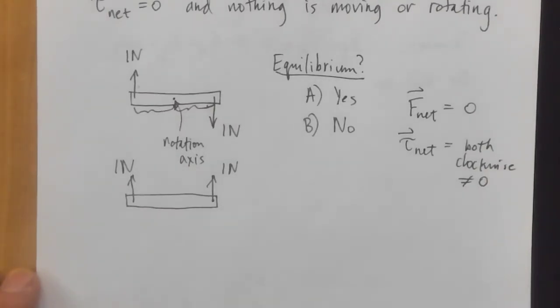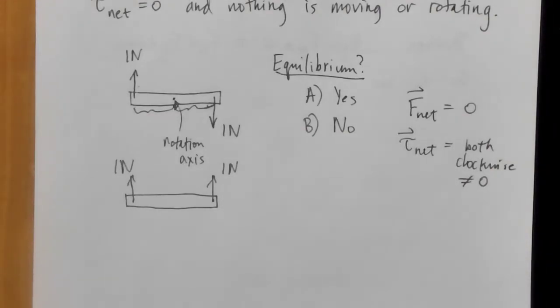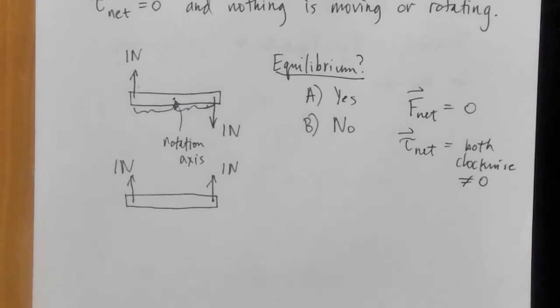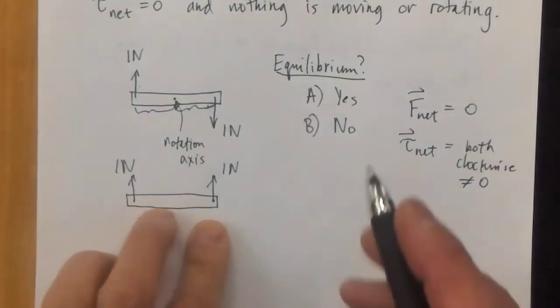Is it in equilibrium? Remember, you have to check two different things. Is the net force 0? No. Okay, so you need the net force to be 0 and you need the net torque to be 0. So the net torque in this case is 0.